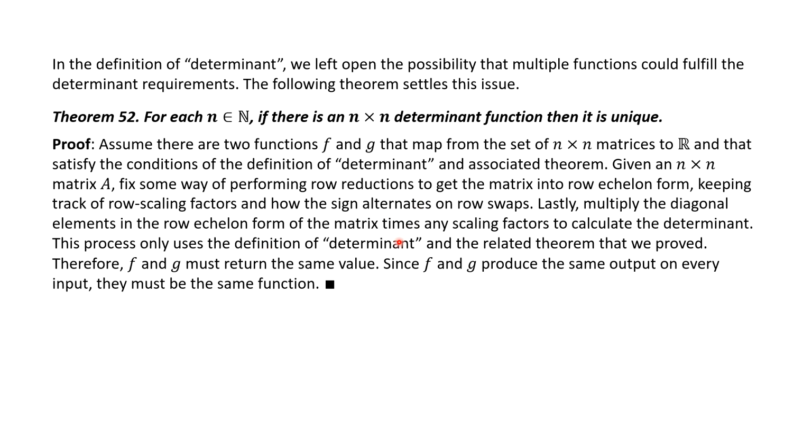So this is more of just bookkeeping, I guess, to make clear that there's only one possible output given a particular input if we follow the definition of a determinant and the theorem that we proved.